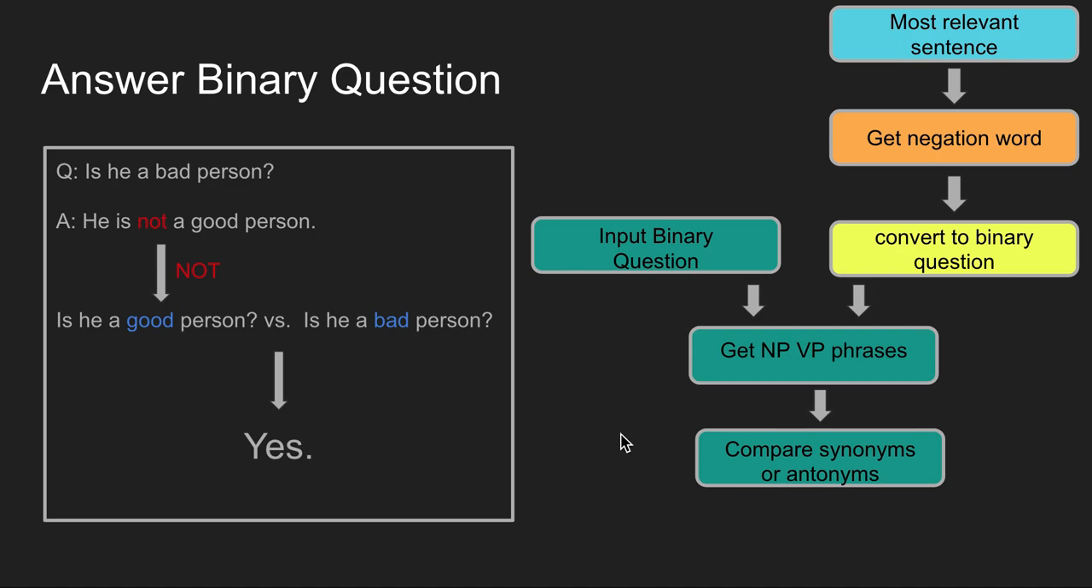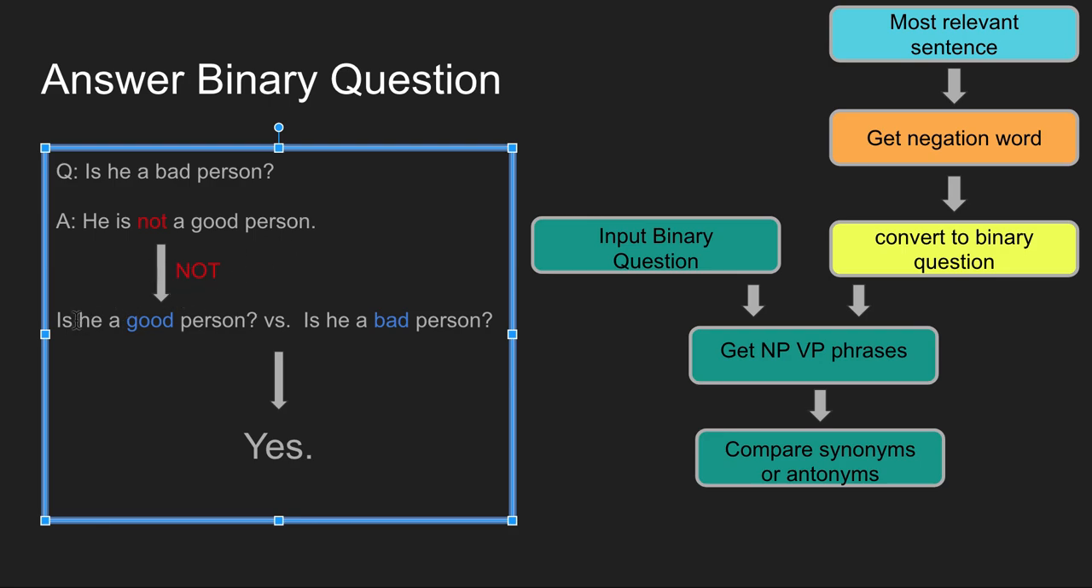So let me give a simple example of how we answer binary questions. This is the question. This is the most relevant sentence that we have from the Wikipedia article. So we find the most relevant sentence first, and here's the sentence. We get the negation words. We want to check if the sentence contains a negation word or not. So at the very beginning, the switch would be yes. We find the negation word, we flip that switch from yes to no. So now we have a no.